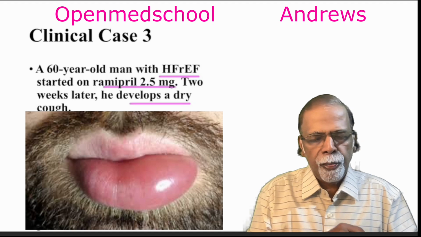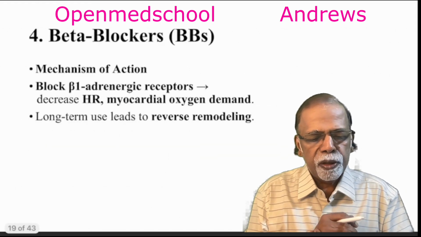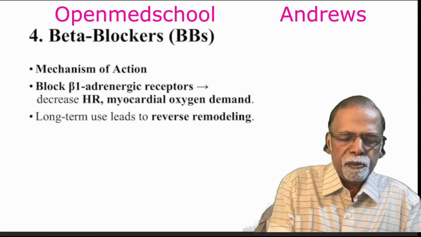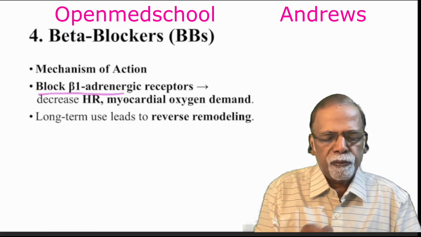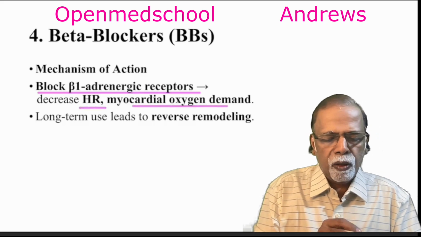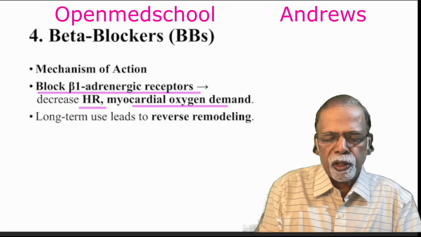Now the second pillar is beta blocker. Mechanism of action: beta blockers block the B1 adrenergic receptors, decreasing the heart rate and myocardial oxygen demand. Long-term use leads to reverse remodeling.